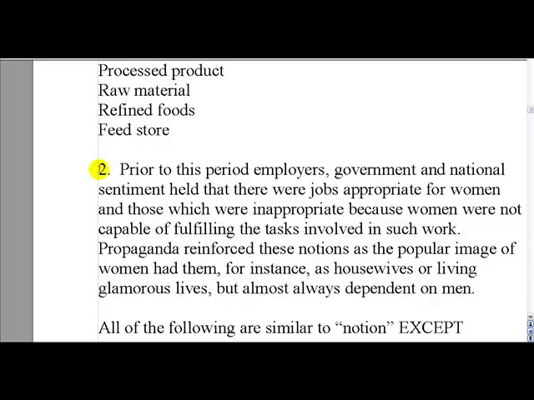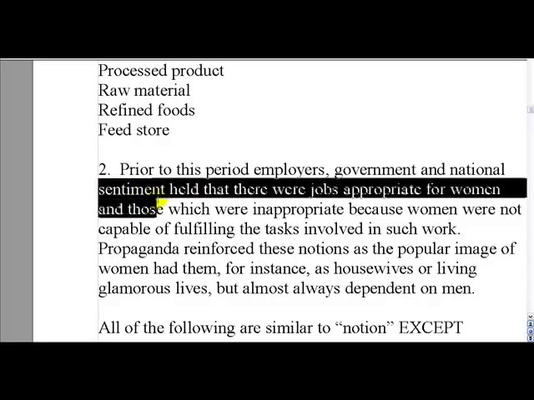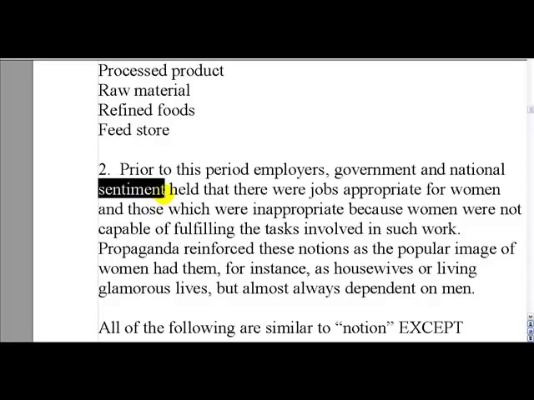For instance, housewives are living glamorous lives but almost always dependent on men. So I think what I'm asking you here is, you see the word notions. You also see the word these. And what does these mean? And you have this word sentiment, right? Sentiment's kind of like belief, that certain jobs were either inappropriate or appropriate for women. And then it gives an example to help further illustrate this concept of notions: housewives living glamorous lives but being dependent on men.